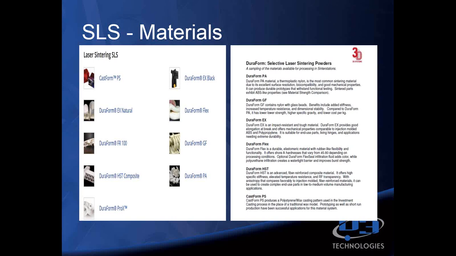That produces a wax casting pattern for your investment casting processes and really takes the place of your traditional wax model. So if you're trying to do some short run productions, it's really a perfect application for that. So what I'm trying to point out here is all of the materials from selective laser sintering are really used for end use products. I mean, a lot of people do use it for certainly some prototyping, certainly a lot of testing, but the whole point here is it's in use. And you really can put that to test.